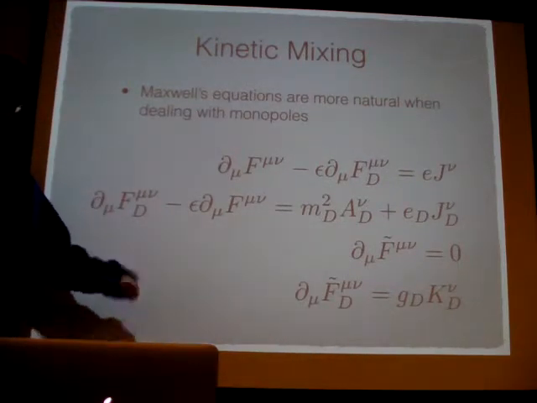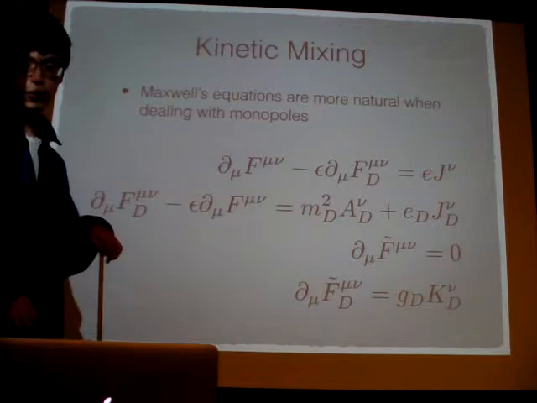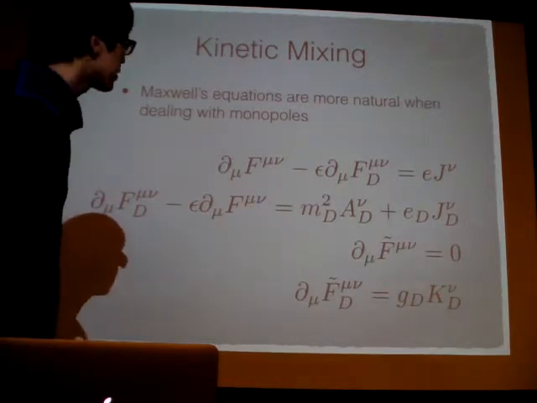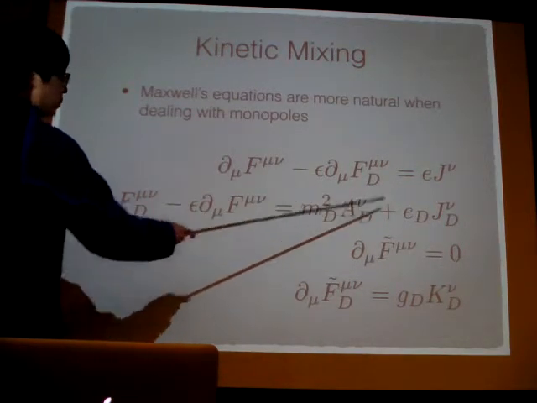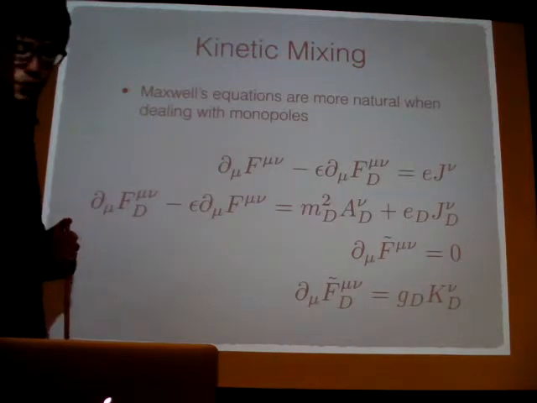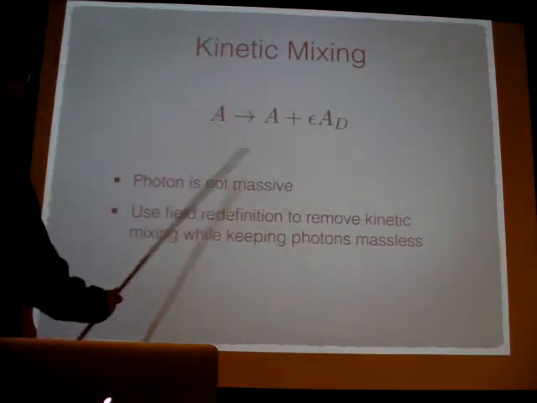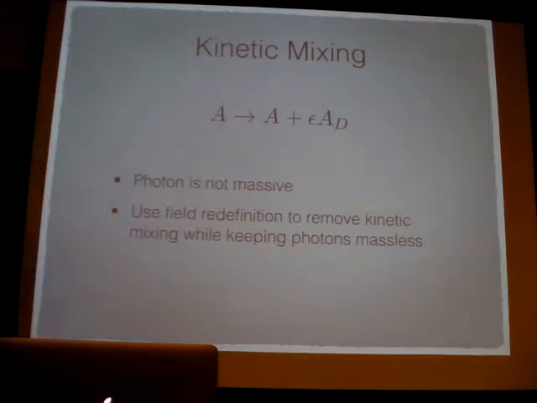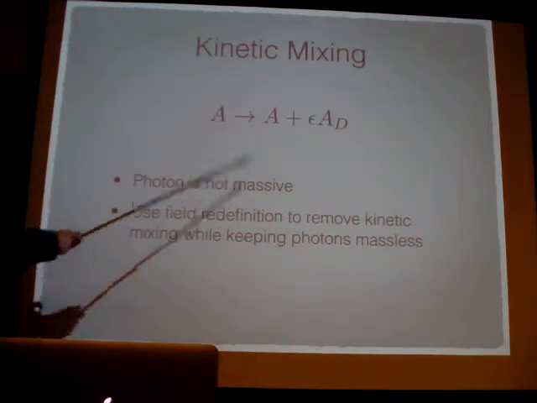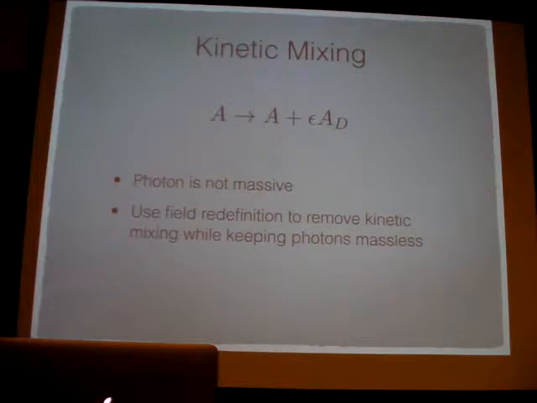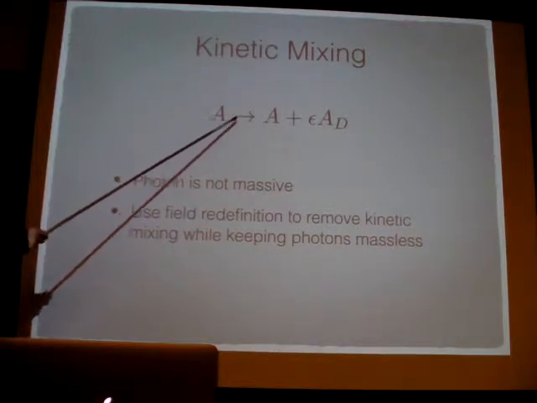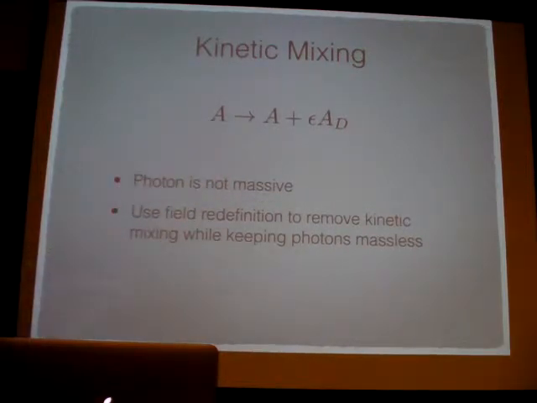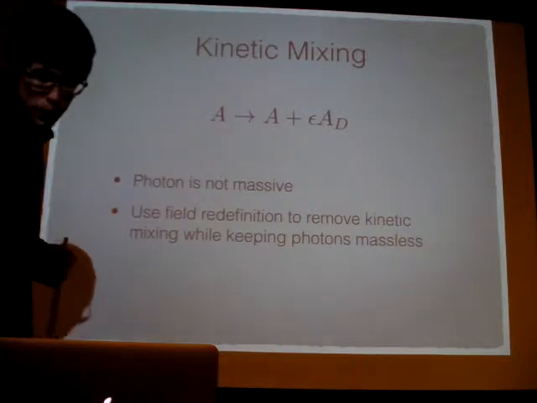Okay, so let's manipulate Maxwell's equations. You'll notice here that there's a mass term, and we know that our photon is not massive. And so what we have to do is a field redefinition to get rid of the kinetic mixing in a way that does not make our photon massive. So the simplest thing to do is to shift our photon by an amount epsilon times A dark.